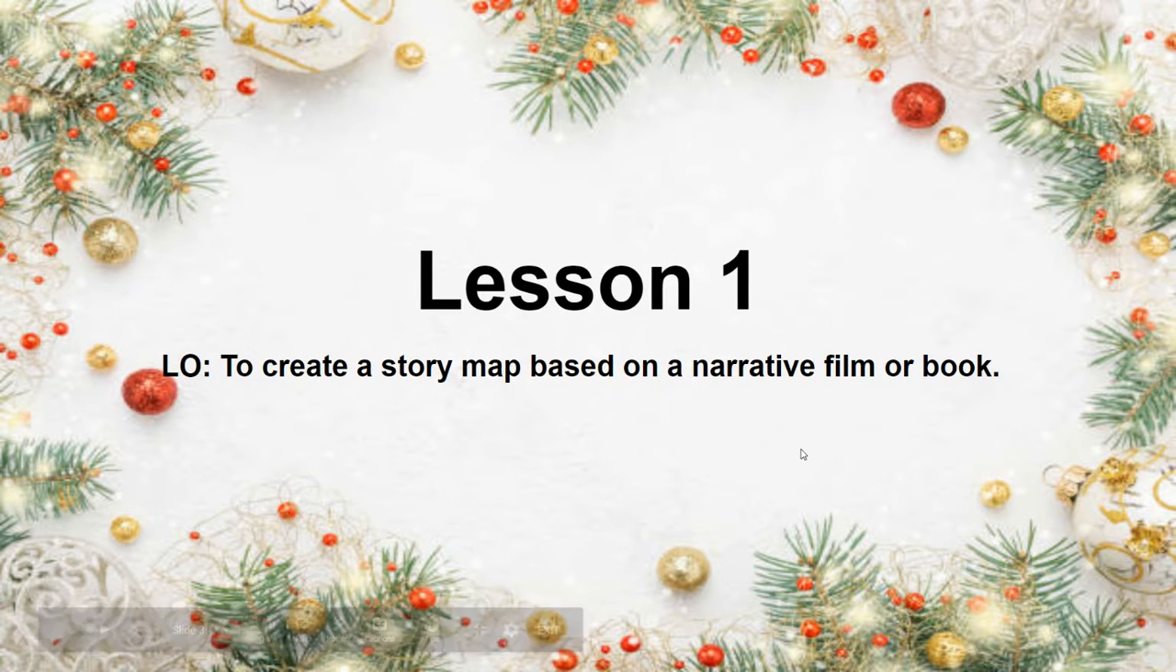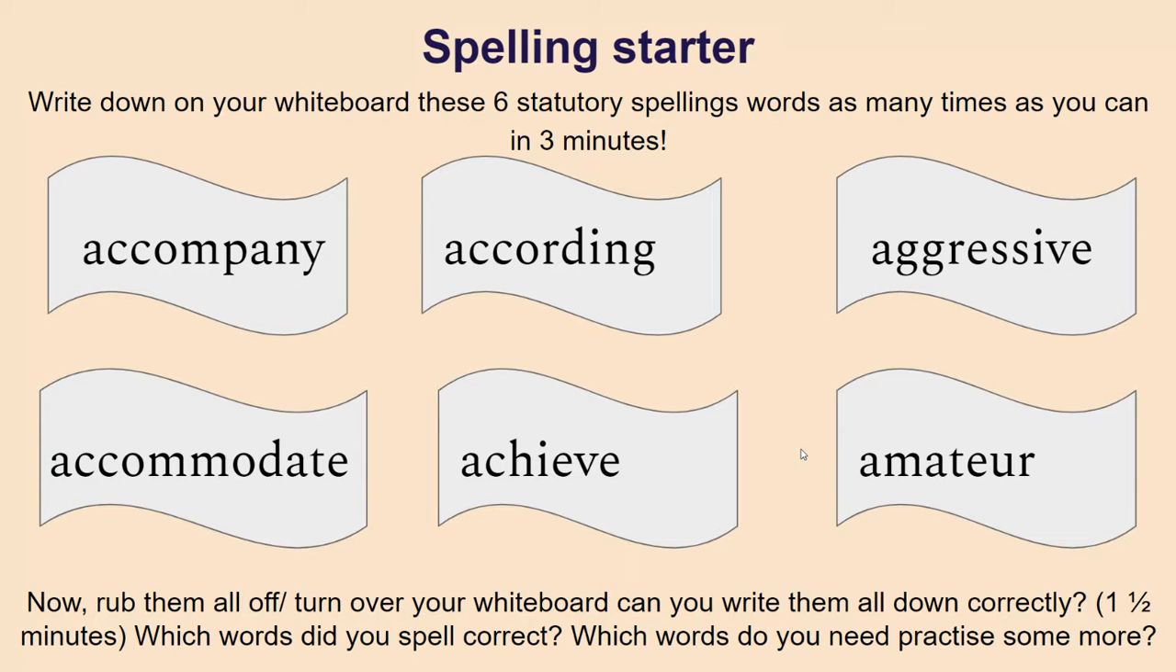In lesson one today, we're going to create a story map based on a narrative film or book. As some of you might have seen on the website, I've mentioned something called a spelling starter. I'd like you to have a go at this activity. First, on a piece of paper, or a whiteboard and pen if you're lucky enough to have one at home, write down these 6 statutory spelling words. These are the Year 5 and 6 statutory spelling words that you should know by the end of Year 6.